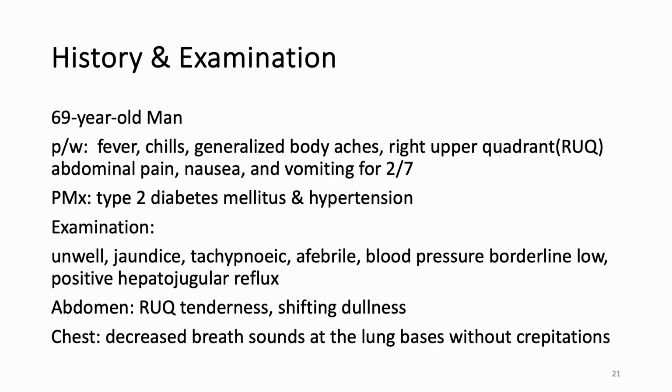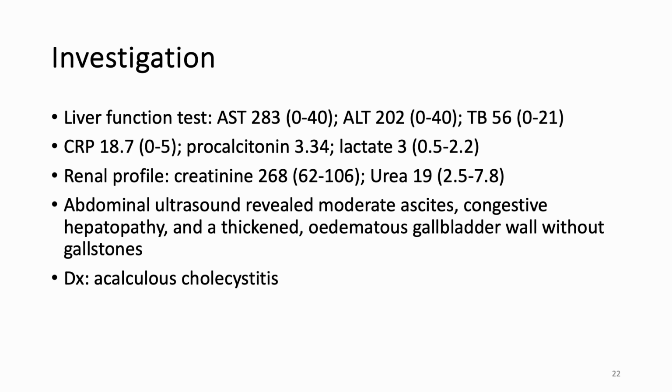There is positive hepatojugular reflux. On the abdominal examination, the right upper quadrant was tender and there was shifting dullness. Chest examination shows decreased breath sounds at the lung bases without crepitations. Several investigations were performed on this patient. His liver function test shows derangement with raised total bilirubin. He has raised inflammatory markers with CRP of 18.7, procalcitonin of 3.34. The renal profile shows that the patient is having an acute kidney injury.